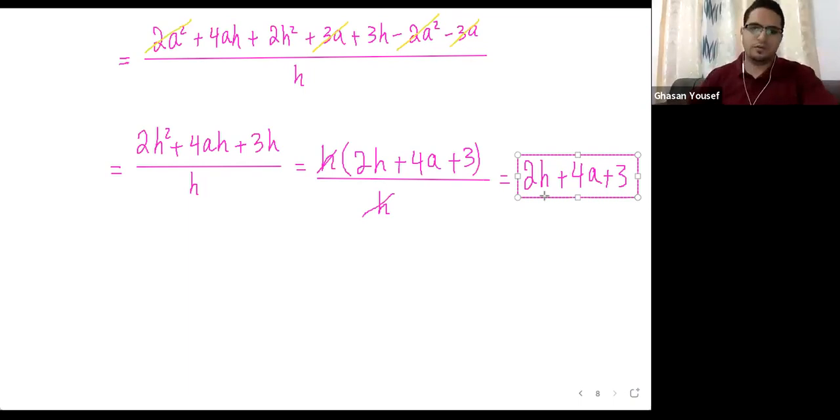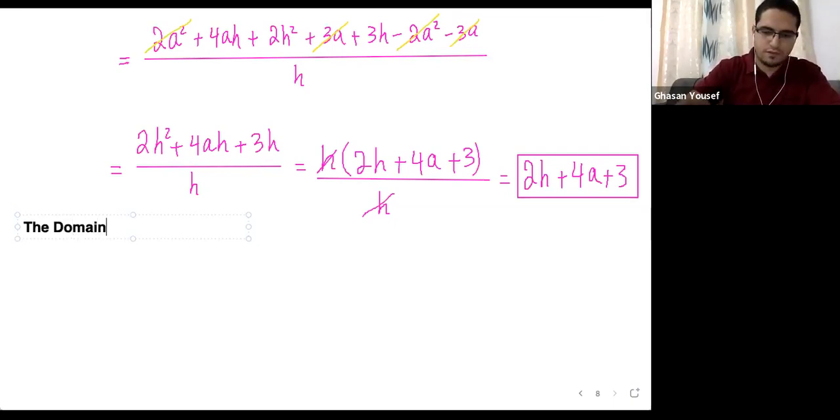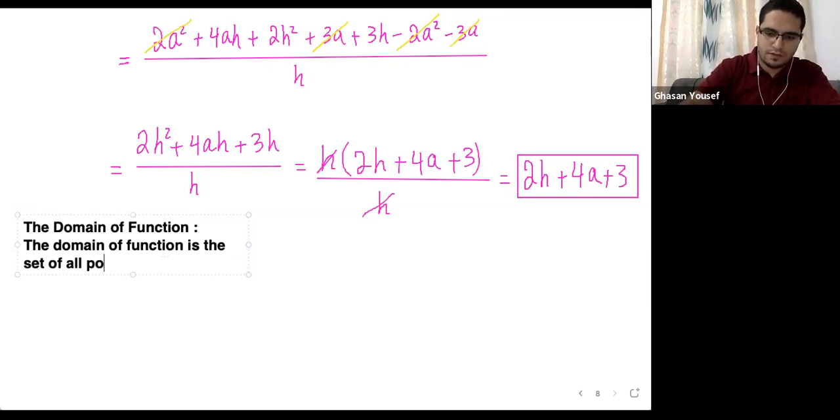Okay, the domain of the function. You talk about the domain of the function as all possible inputs, but I'm going to give more examples for these things. The domain of a function is the set of all possible inputs for the function.